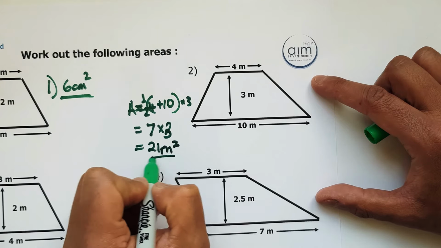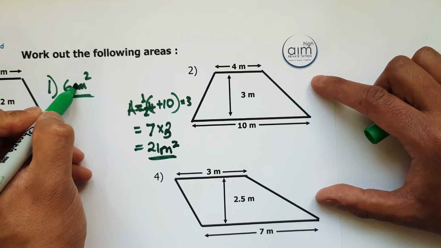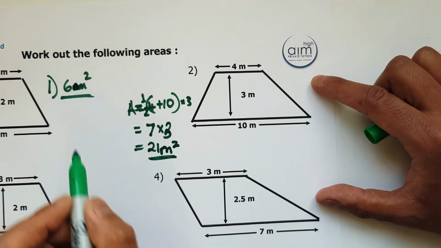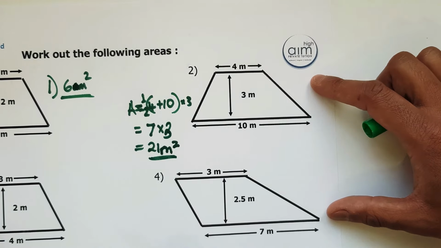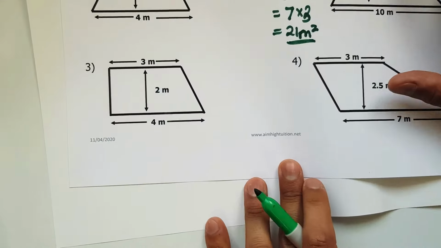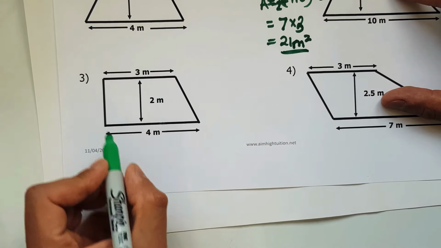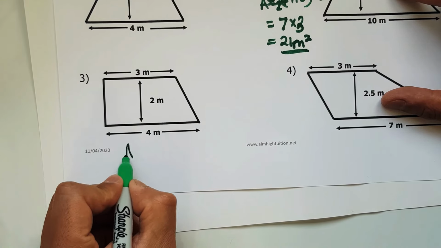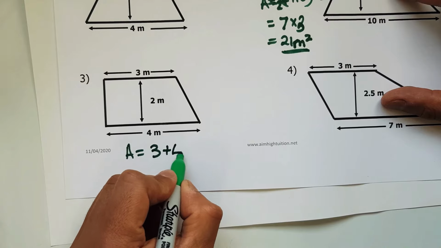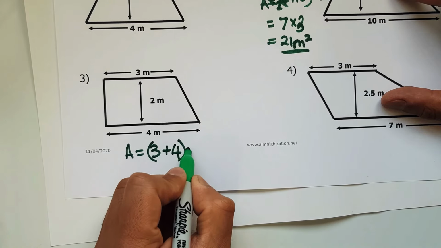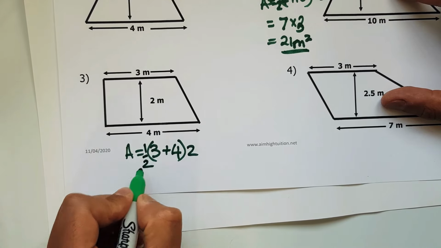You have to be careful with the units. As you can see, I've made a mess up on that one. The units are meters in this example. Okay, so next example, same again, above plus below. Area is 3 plus 4 times by the height, and then half my answer.